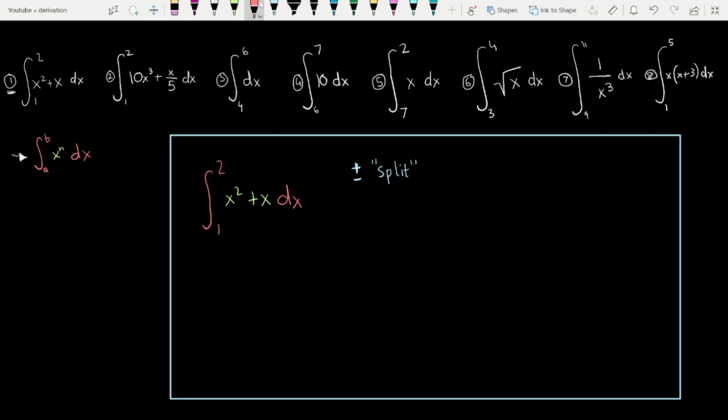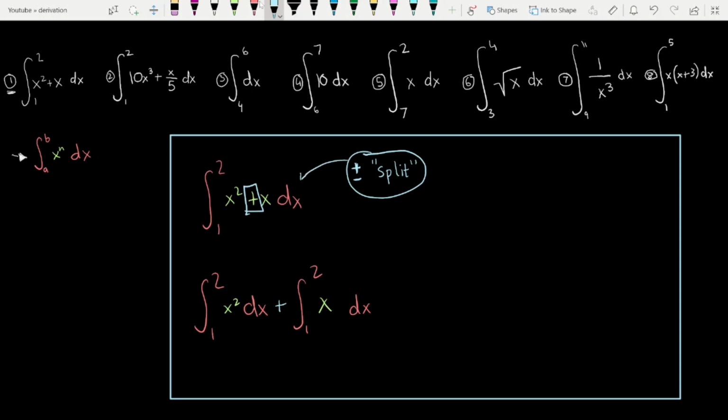We are going to split these integrals where we have the plus and minus sign, and that's going to look something like this. So that's going to become the integral from 1 to 2 of x squared dx, and then we're going to have the plus sign, and then this integral over here, which is x. All I did is I basically split the integral into two integrals where I had the plus sign. So if you have a plus sign or a minus sign, then you have the split property. You want to use the split property because it can convert integrals like this into integrals like this.